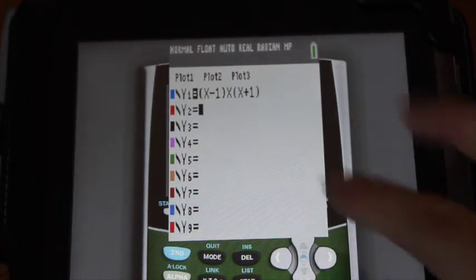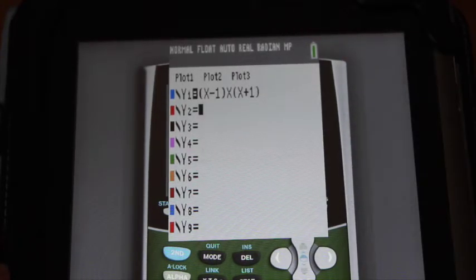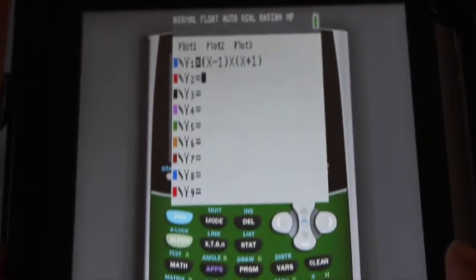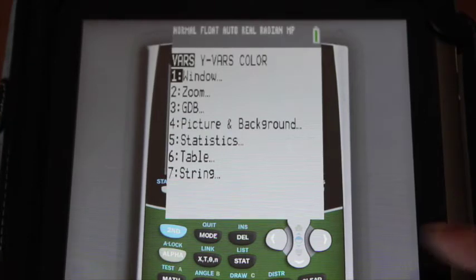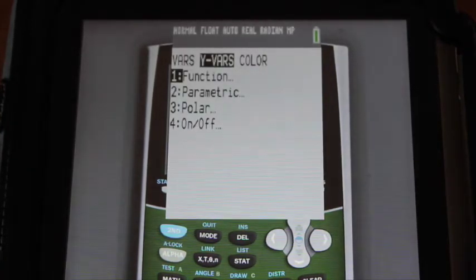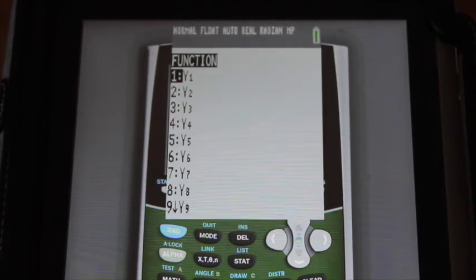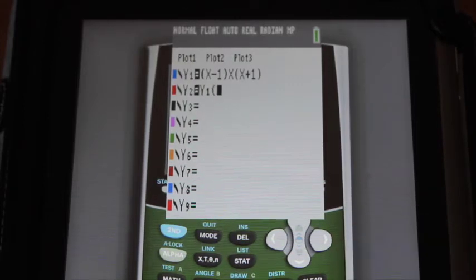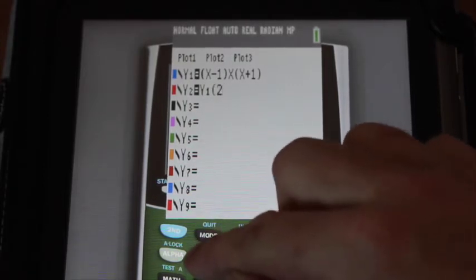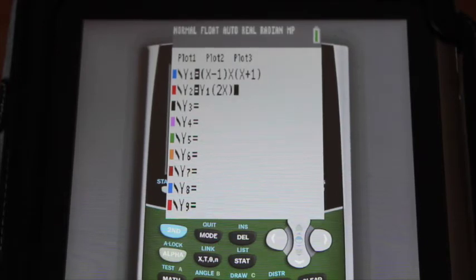So now I'm going to go down to y2, and I'm going to press vars. Make sure you see where this is, the vars button. Okay, I'm going to go over to y vars. Now the only word there that I really recognize is the function. And the cubic function that I entered was in y1, so I'm going to choose that. And then in brackets, I'm going to put 2x. Okay, so the calculator recognizes this as being f of 2x.